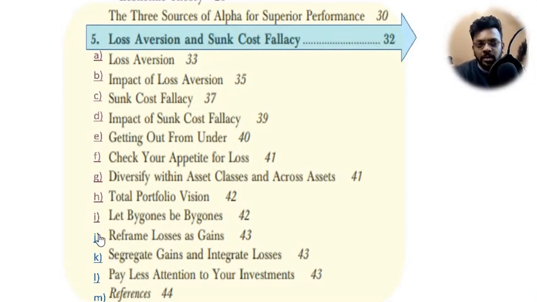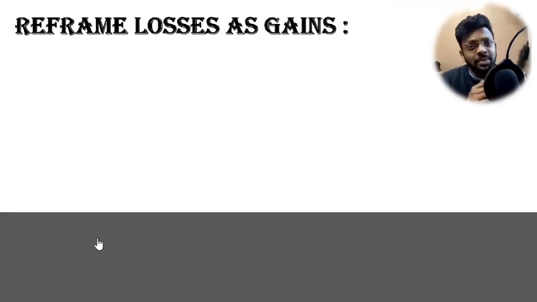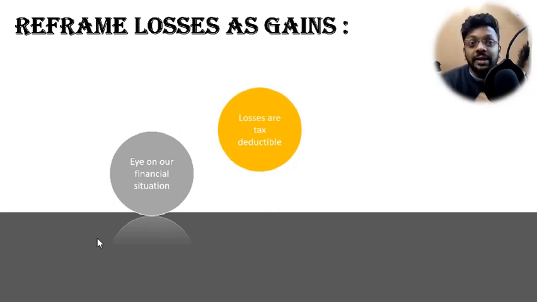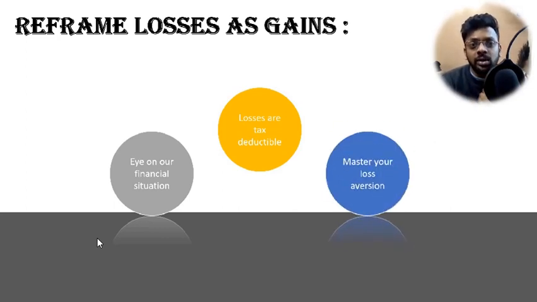The next advice Parag Parikh gives is reframe losses as gains. How can losses be made into a gain? Very interesting, right? Let's see. So he advises to keep an eye on our financial situation. Losses are tax deductible. Yes, we can save taxes even if we make some losses. Master your loss aversion.